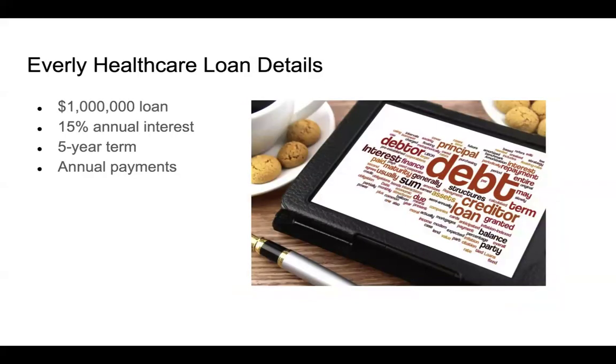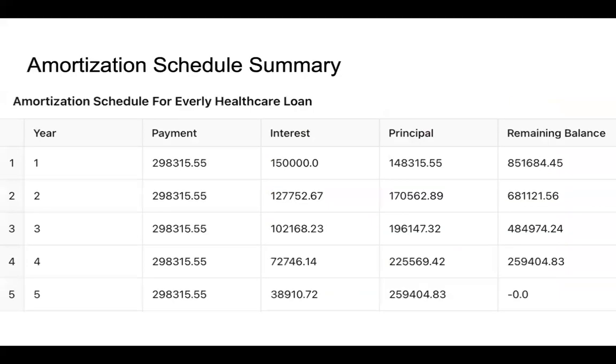In problem 9.12, Everly Healthcare borrows $1 million at a 15% annual interest rate with a 5-year repayment term. Payments are made once per year. Because this is an amortized loan, they will make equal payments annually. We'll see how those payments are divided between interest and principal.